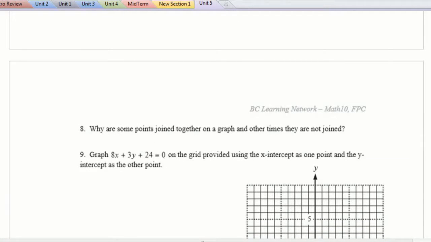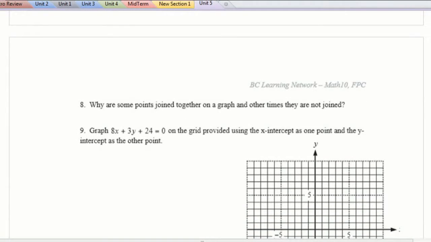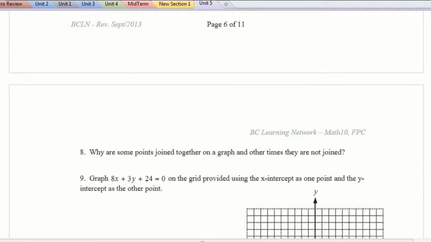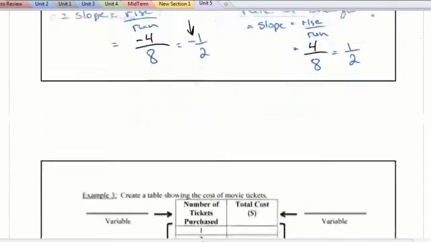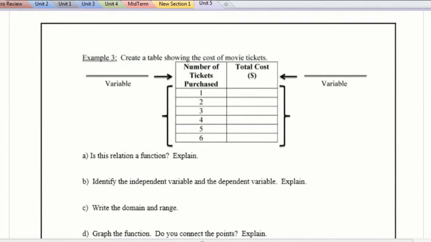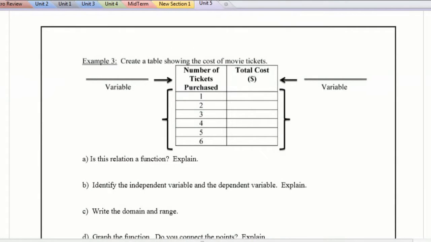Why are some points joined together and some aren't? Graph. Was I done that lesson? Did I include an extra page? I have an extra page. I'm sorry. I thought we were done. Let's just keep looking at the learning guide.